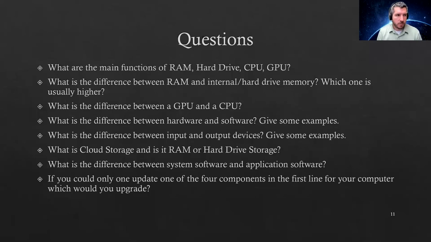And so we just talked about RAM and internal hard drive memory, and we talked about GPU and CPU. Hardware and software is discussed a lot in the Khan Academy series, so I won't do that. And the same with input and output devices, that's discussed a lot. Cloud storage was not discussed there, so if you think about something like OneDrive or Google Drive or Box, that's cloud storage.